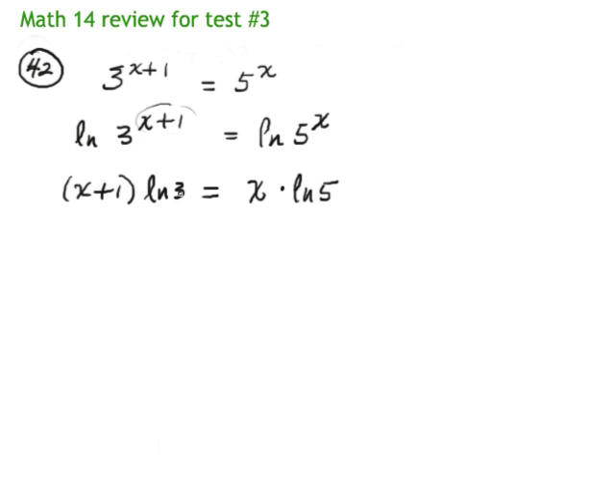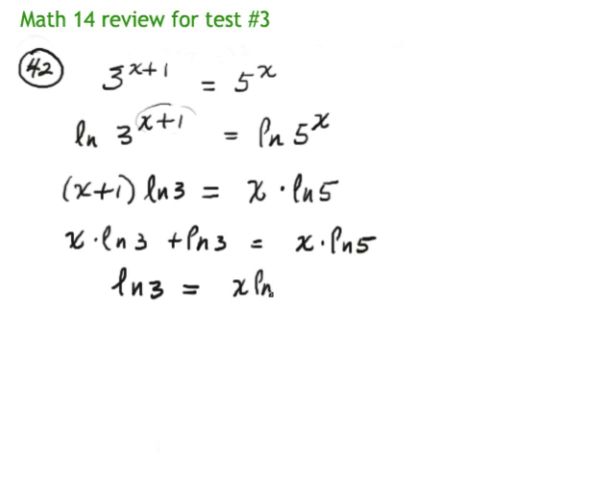Okay, now multiply out by ln 3, so we have x times ln 3 plus ln 3 is equal to x times ln 5. And we're going to gather together the x terms just like we always do when solving for x. All right, so I'll subtract x ln 3 from both sides. So on the left-hand side, we have ln 3. And I'm subtracting x ln 3, so I have x ln 5 minus x ln 3.